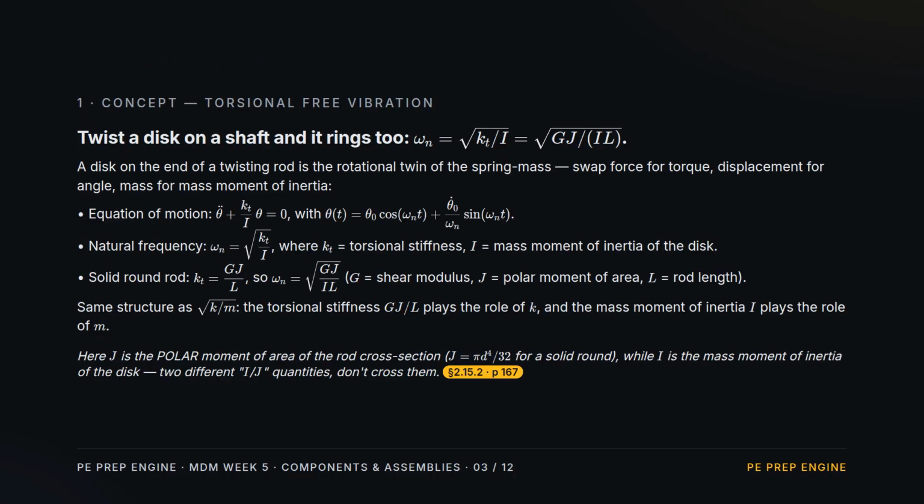Concept 2. Torsional free vibration. A disc on a twisting rod is the rotational copy of the spring mass. Torque for force, angle for displacement, mass moment of inertia for mass. Its natural frequency is the square root of torsional stiffness over inertia. For a solid round rod, the torsional stiffness is GJ over L, so the natural frequency becomes the square root of GJ over IL. Watch the two look-alike symbols. J is the polar moment of the rod's cross-section. I is the mass moment of inertia of the disc.